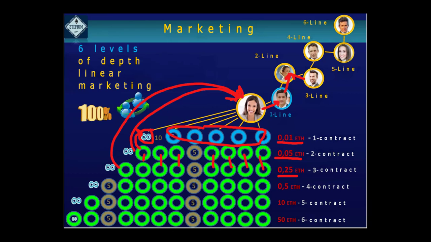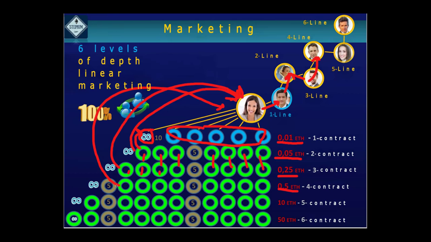Then that third line invites the fourth line. The third line makes 0.1 Ethereums from the fourth line. The second line makes 0.05 Ethereums from the fourth line. The first line makes 0.25 Ethereums from the fourth line, and you make 0.5 Ethereums. It all goes back to you.